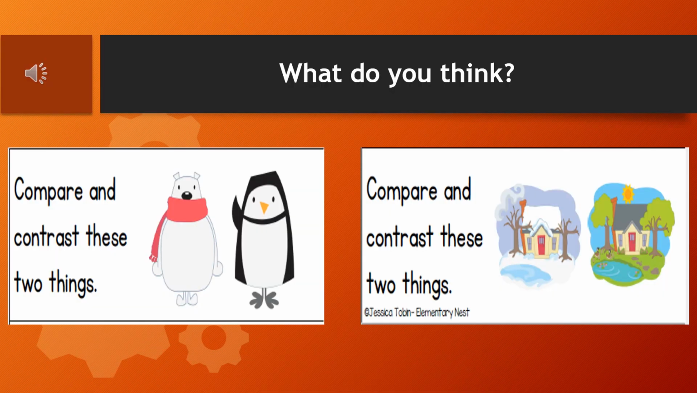What do you think? Compare and contrast these two things, the polar bear and the penguin. One thing that is the same is you would see both of these animals in cold weather. Something that is different is that the polar bear has white fur, whereas the penguin is black and white. If you look at their feet, they are also very different.